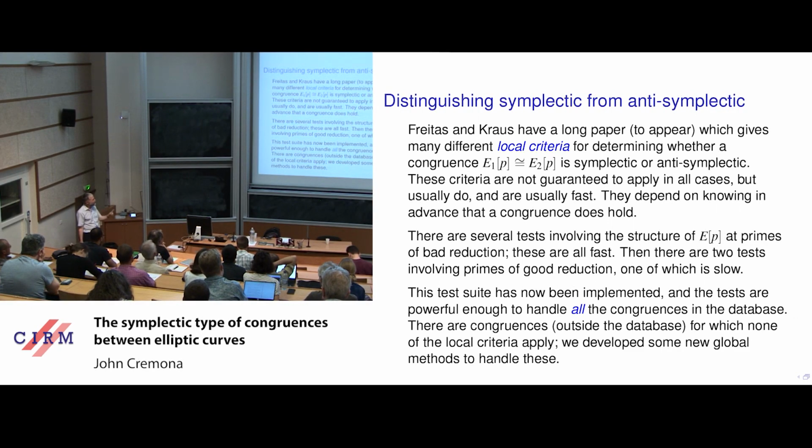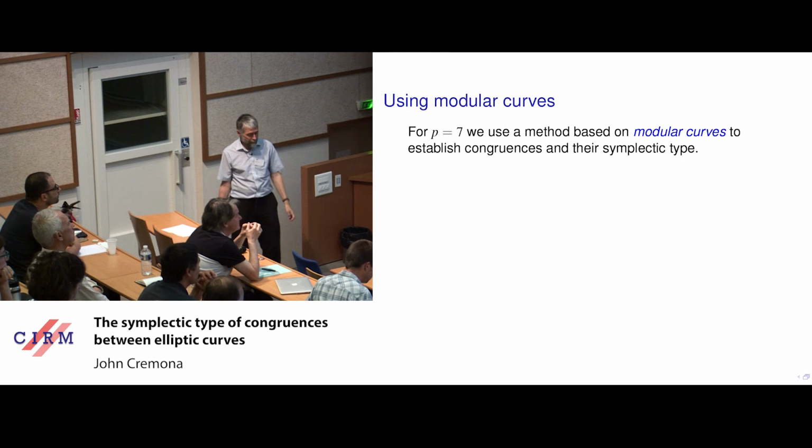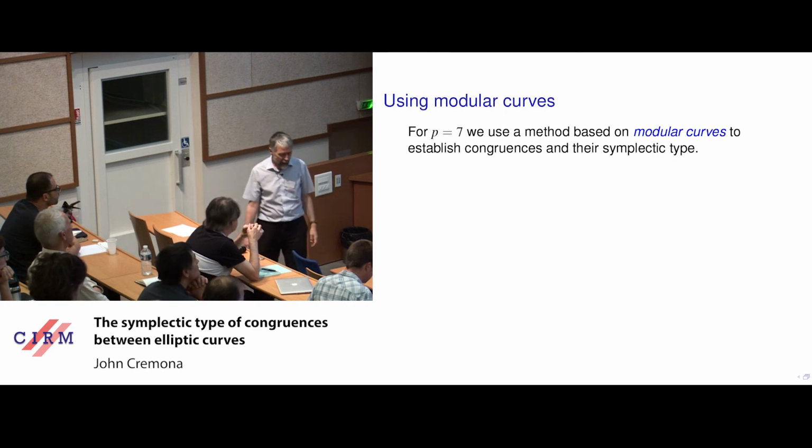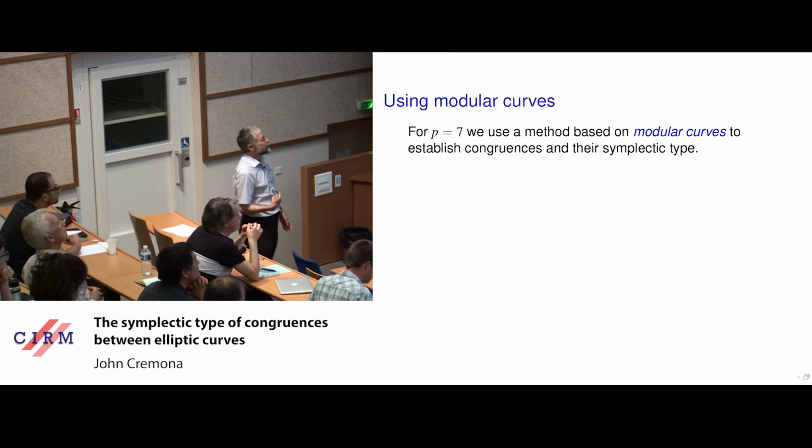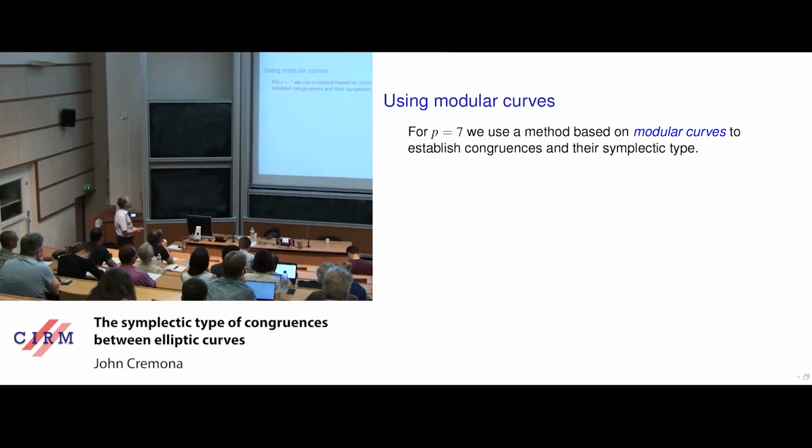Okay, some of the global methods I'll mention towards the end of my talk are able to decide on the symplectic character of congruences when none of these local tests work. Right, so as I said, for p equals 7, I used a different method, which meant that in a sense we didn't need the local criteria, but we did need it for all other primes. And so this is based on modular curves, so I'll explain that briefly.